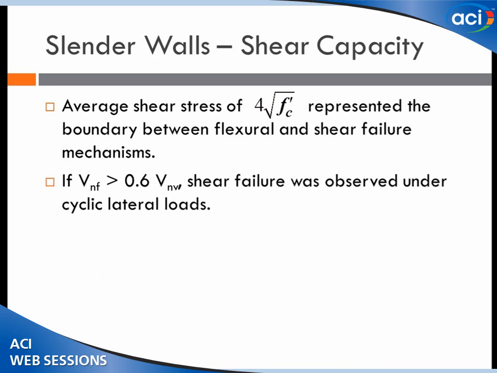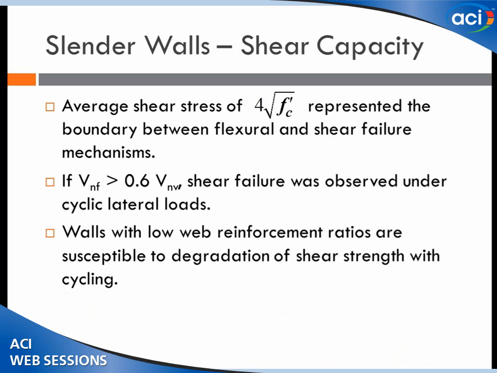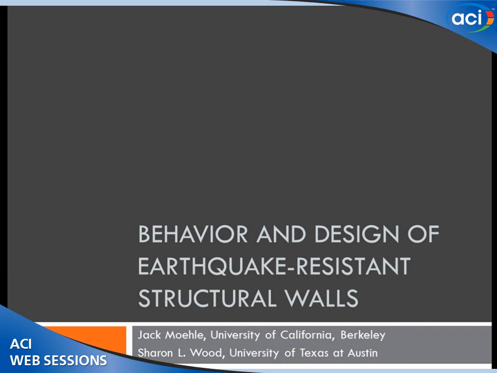A little surprising compared with what's in the codes today. The Vn for flexure has to be at least 0.6 of the shear value to avoid shear failure. And walls with low web reinforcement ratios are susceptible to degradation in shear strength, as we've seen. So these are just some of the gems I found from looking at Gene's work, and Sharon as well, I think, agreed these are some of the key points in some of his work on low-rise walls and coupling beams and slender structural walls. Thank you.